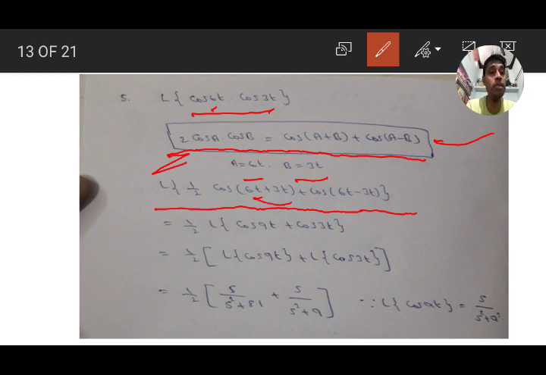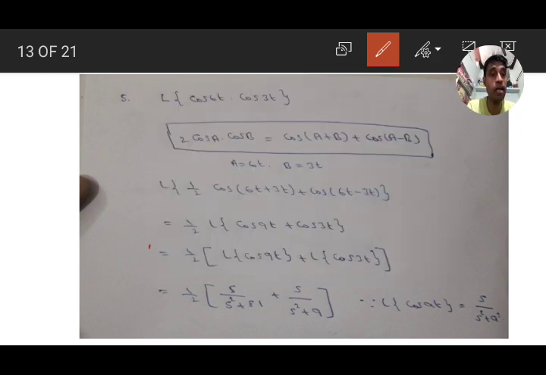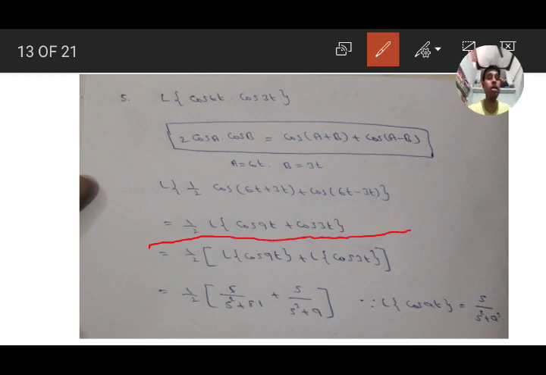6t plus 3t means 9t, we get cos of 9t plus cos of 6t minus 3t means cos of 3t. Okay, next step. We got up to this one. We applied the trigonometric formula and simplified. We got 1 by 2 into L of cos 9t plus cos 3t. Then apply the linearity property. So 1 by 2 into Laplace transform of the first function, no coefficient, and Laplace transform of the second function.